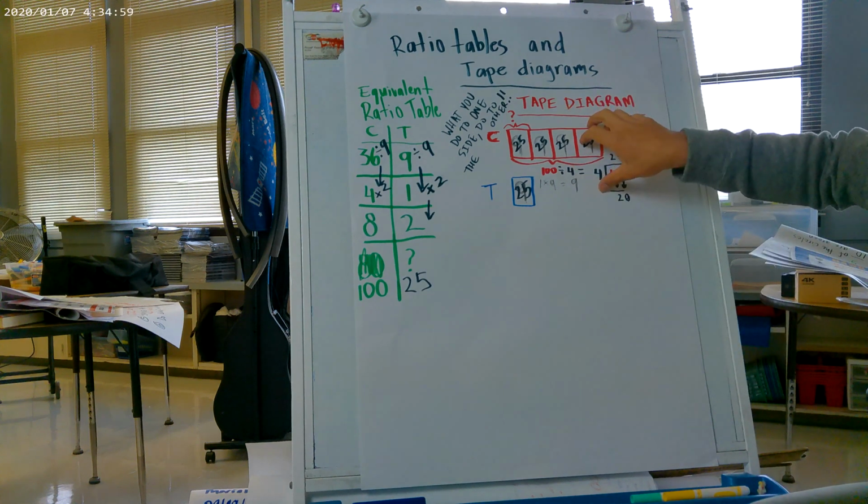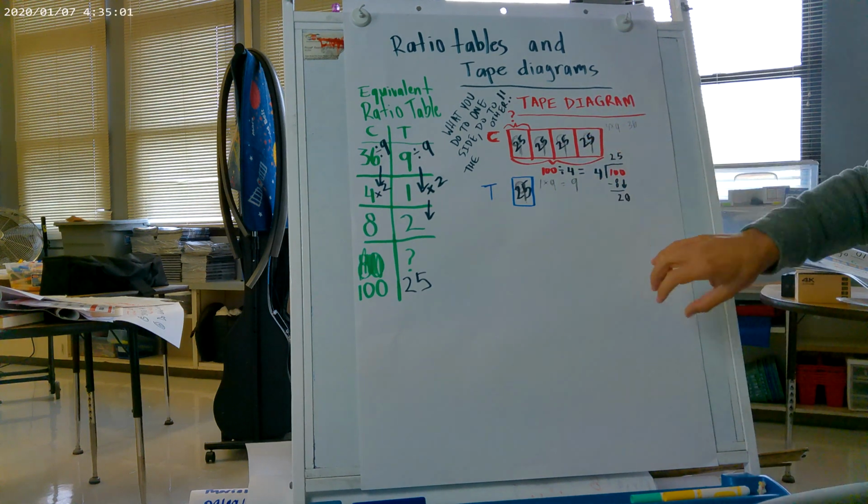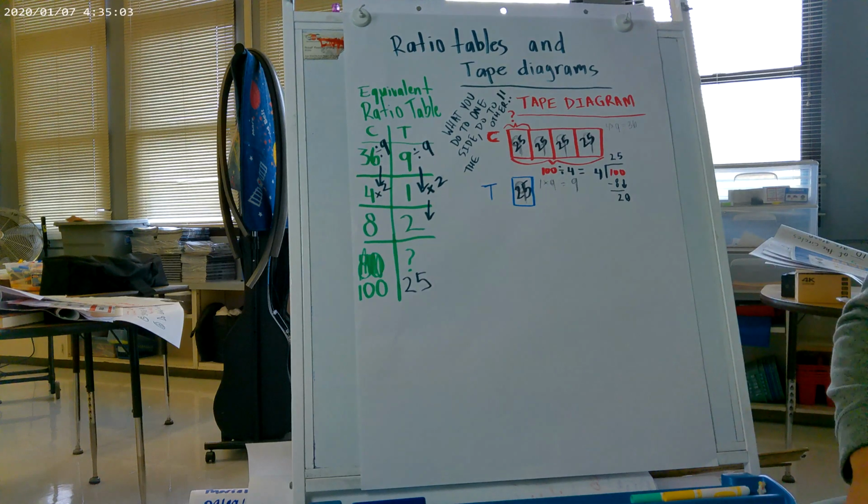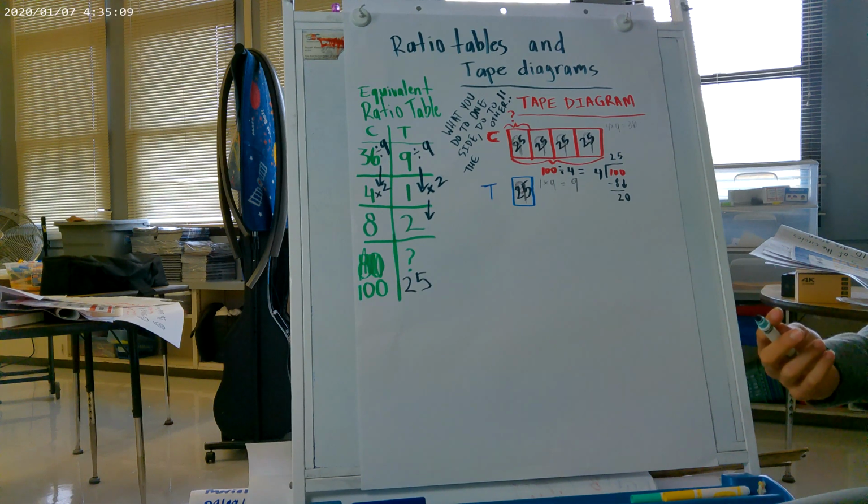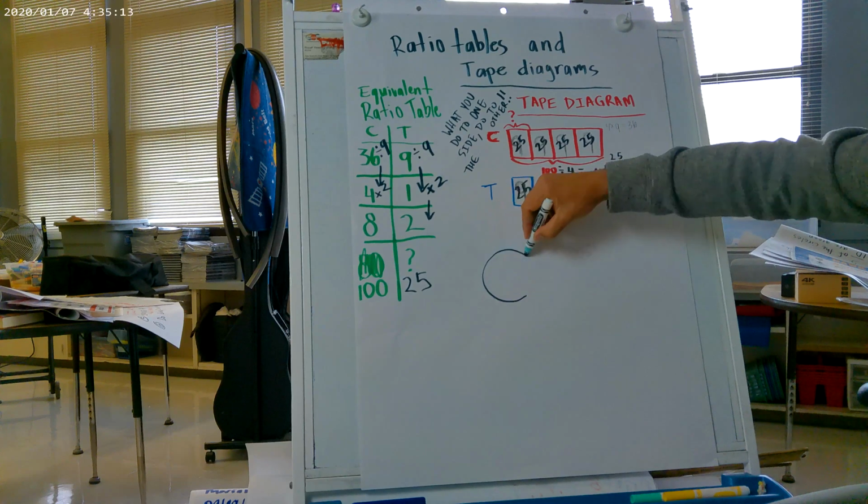So we have this tape diagram which visually represents it, and we have this ratio table which numerically represents it. But then let's look at that in an actual picture format, right? We have a table here.